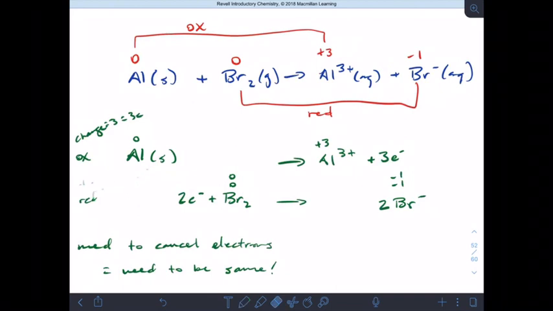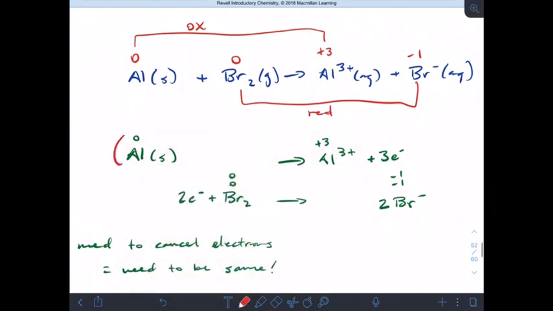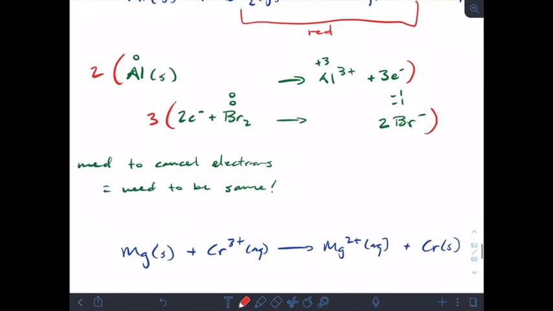Okay, so I'm going to, just for the sake of space here, we're going to do this. What I need to do is multiply my equations in order to get the same number of electrons in both reactions. So my common multiple is 6, right? So I'm going to multiply my top equation, the whole thing, by 2, and my bottom equation by 3.